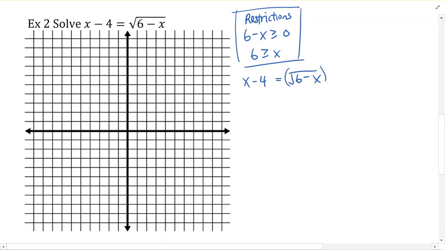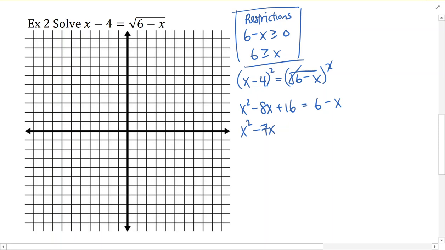We're going to have to get rid of this root first, so let's square both sides. So the root's gone. Now let's expand this left side so we can continue working here. So x squared minus 8x plus 16 equals 6 minus x. We want to solve for x. One tactic when we see a square is to move everything to one side and see what we can do with it.